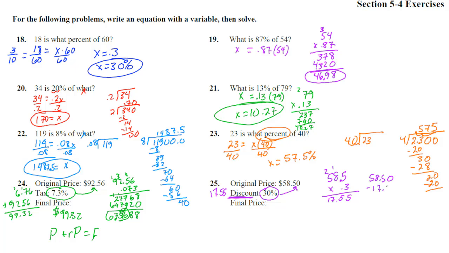subtract 17.55. Well, 0 minus 5, we can't do that, so that's a 4, 10. 10 minus 5 is 5. 4 minus 5 is too small, so we go 14 minus 5 is 9. 7 minus 7 is 0, and 5 minus 1 is 4. So the final price is 40.95.